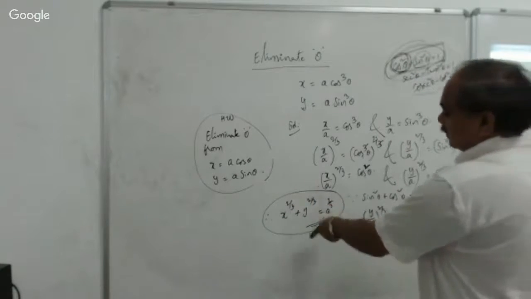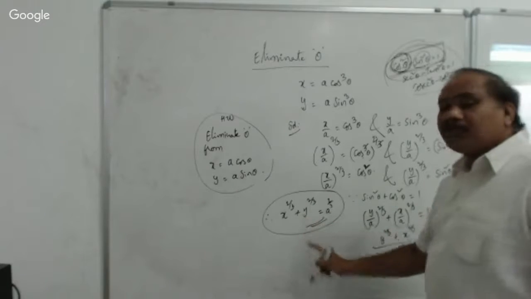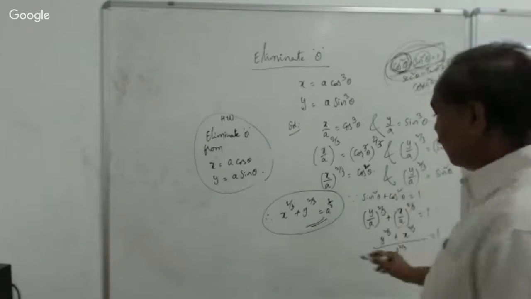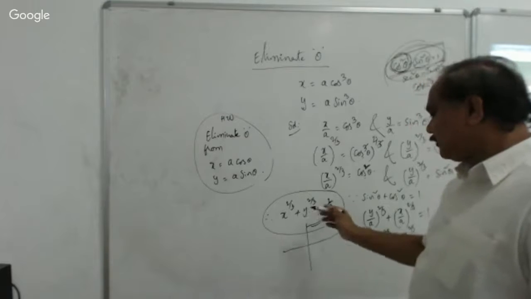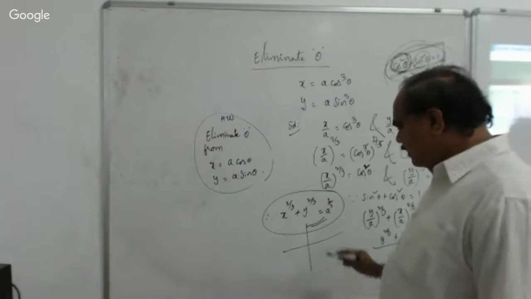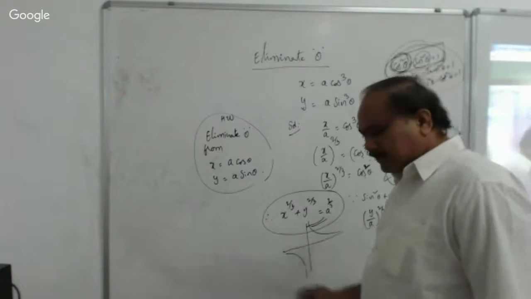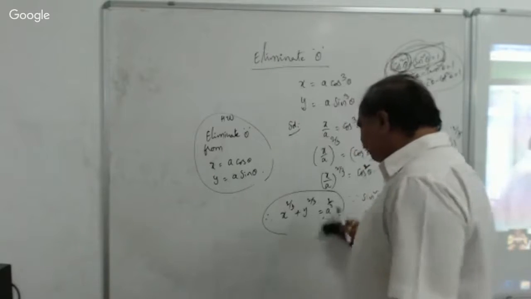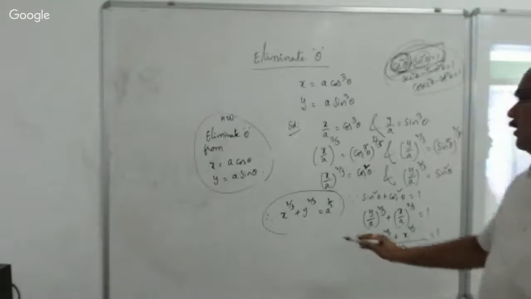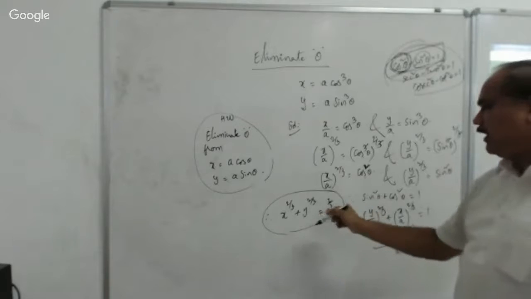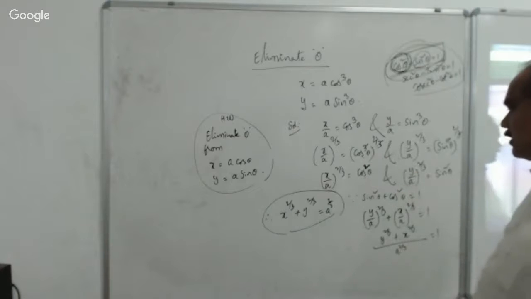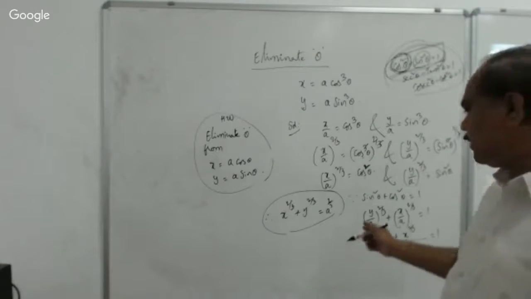Just observe it. It is free from theta. Of course, it is the graph of a cubic curve, which has some name. Also, the graph is like this. I will explain it later. Every curve has some name. By eliminating theta, we can make that curve. In the previous problem, that is an ellipse. This is another curve.